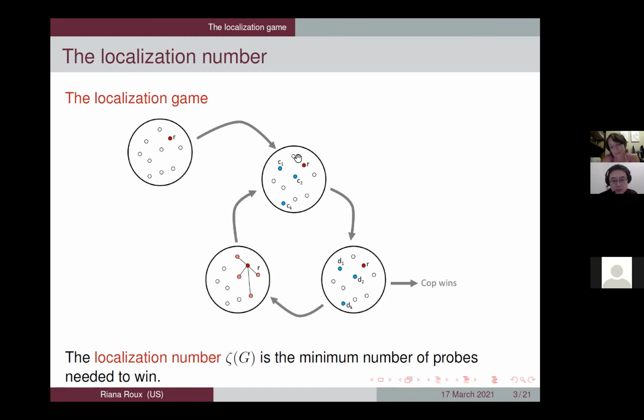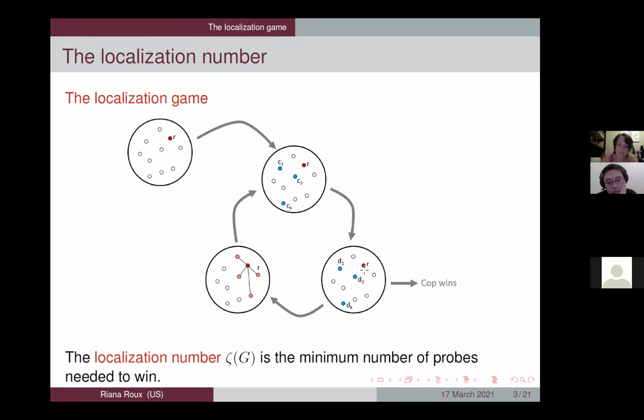Then for the first step, the cop is allowed to probe k vertices in this graph. And with that, I mean he can ask the distance of the robber to k vertices in that graph. When he receives these distances, he can then determine whether he can locate the robber. So it might be that these distances immediately locate the robber, and then the cop wins and he can escape this loop. But it's possible that that doesn't happen.